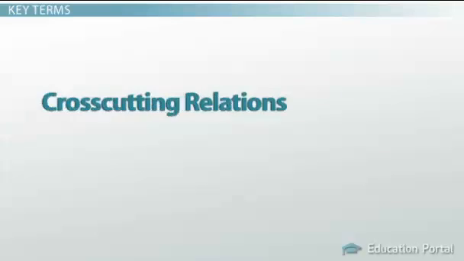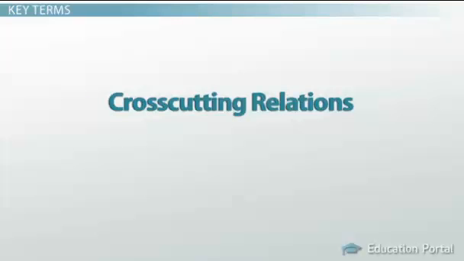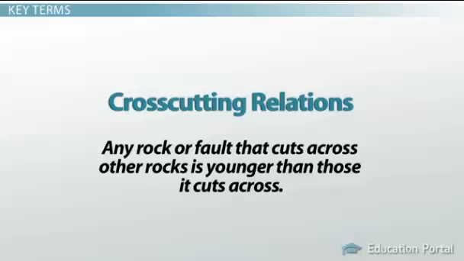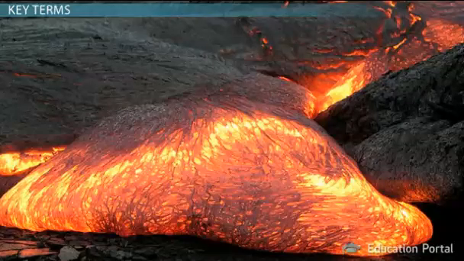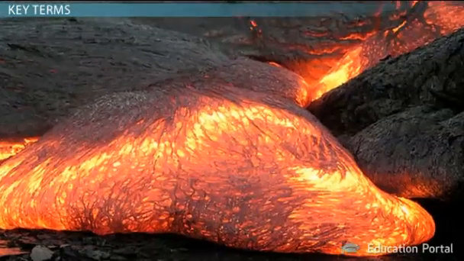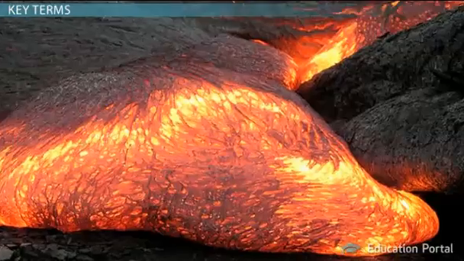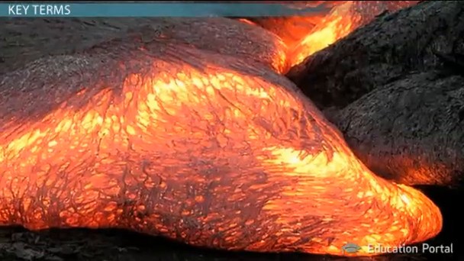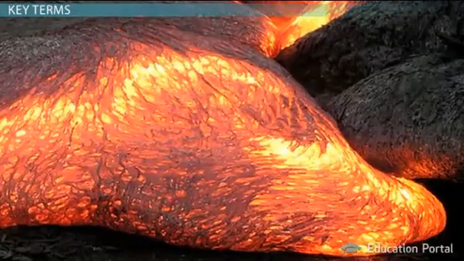A third key idea is the principle of cross-cutting relations. This idea states that any rock or fault that cuts across other rocks is younger than those it cuts across. So, if you had layers of rock that are cut by some other event, maybe a lava flow, the original rock layers are older and the intrusion is younger.